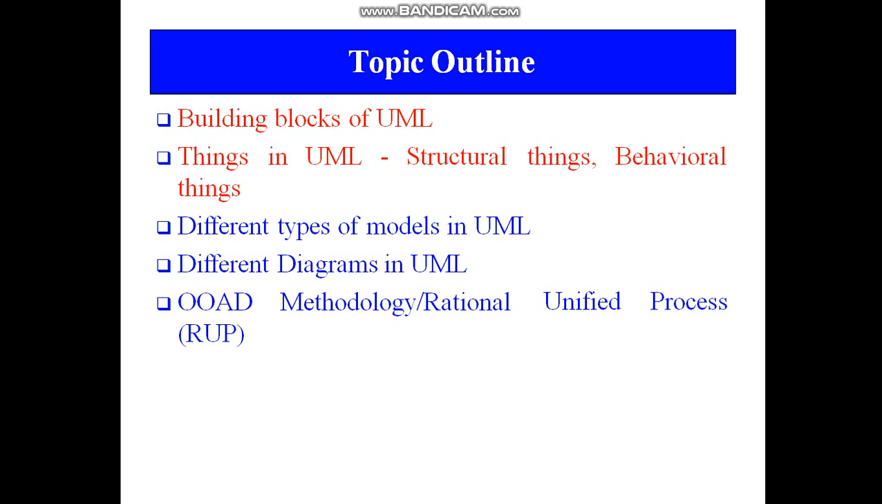Different types of models in UML. There are three types of model in UML. First one is object model, second is a class model, and next one is a state model.